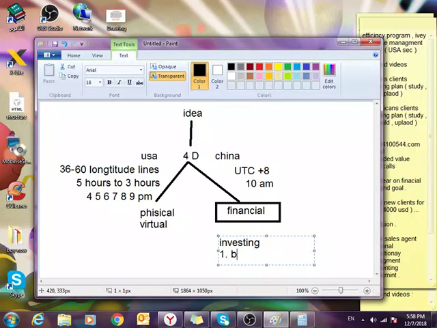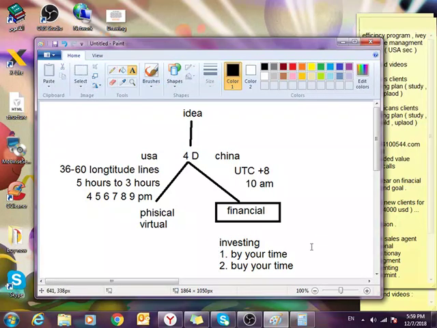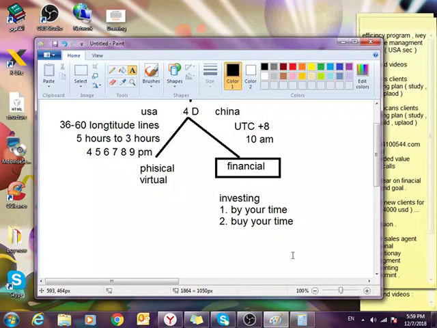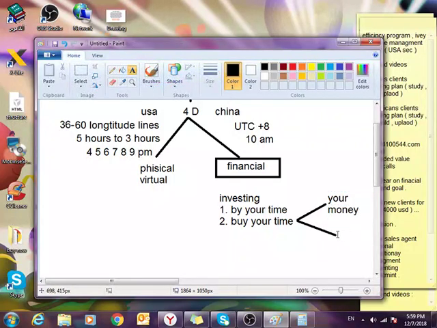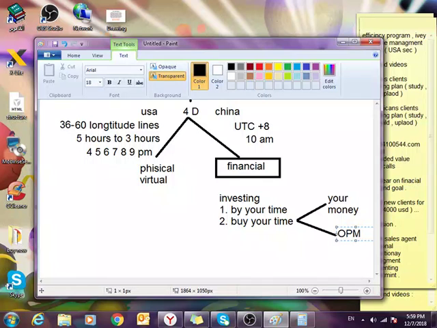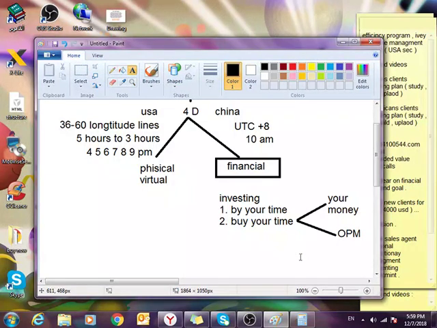One, buy your time. Second, buy your time. There are two ways of investing: I'm going to invest some time here, or I'm going to buy my time by your time. And there's another two solutions. They will say your money or other people's money. Your money, other people's money. That is investing by your time.